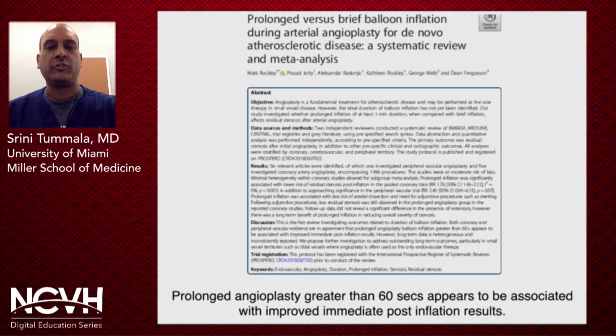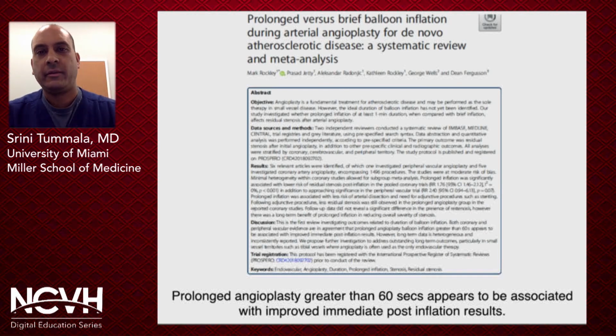People always ask, well, how long should I keep the balloon inflated when I'm doing angioplasty, whether it's below the knee or below the ankle? Well, this was a systematic review and meta-analysis where they looked at all the data. A lot of the studies were weak, to be honest with you, and they admitted that. But what they did show was that prolonged angioplasty for more than a minute was associated with improved post-inflation results.